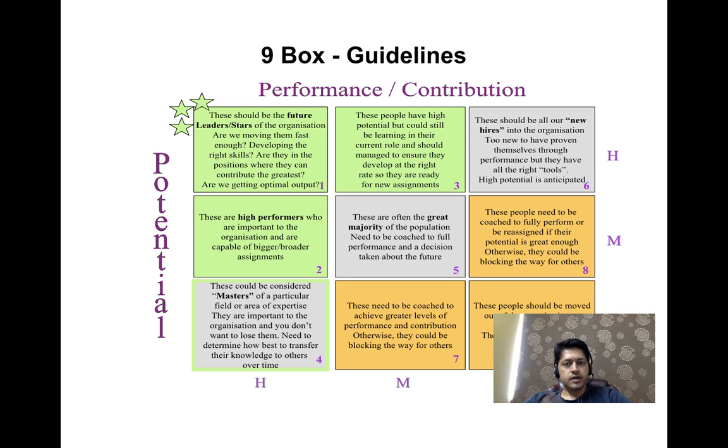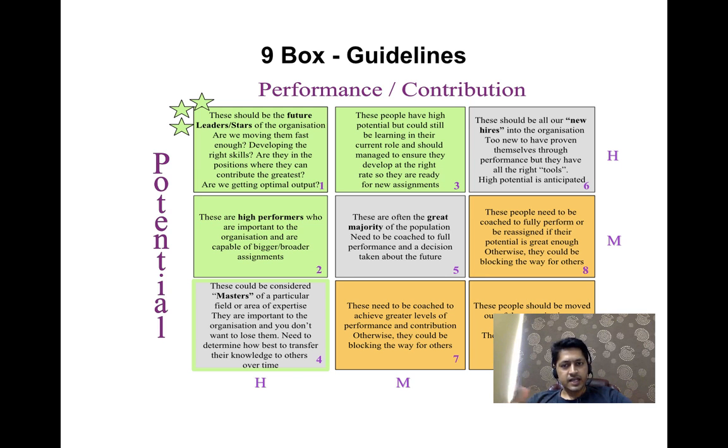So if you look at grid 3, these are people who have medium performance and they have high potential. So these are people who have potential, but their learning curve is still not up to the mark. So they are getting ready for the next assignment. So the ones on the green blocks, these are the guys that you should clearly have a watch on. Have a very strong personal development plan for these guys, because these guys are your next level of talent.